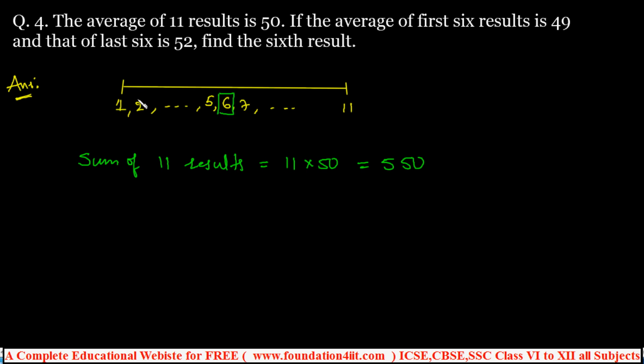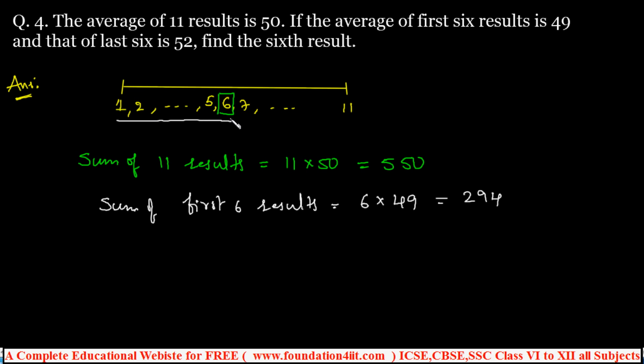Let us see the next statement: the average of the first 6 results is 49. So the sum of the first six results is equal to 6 into the average, 49. 6 into 49 is 294. So if you observe, when I add all the numbers from 1 to 6, I'll get a score of 294. Just for understanding clearly I wrote it here.